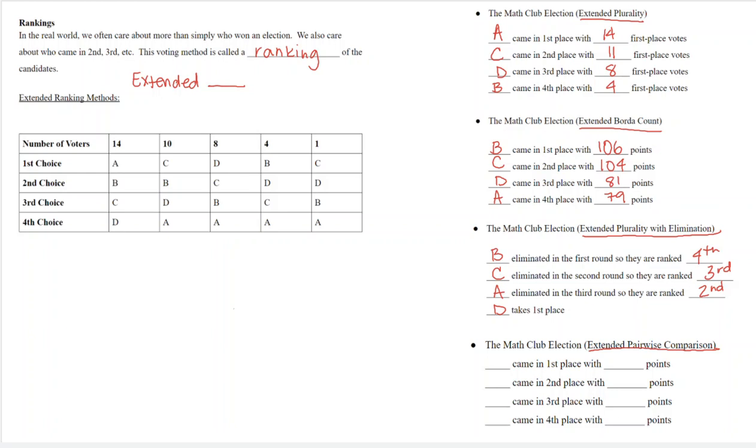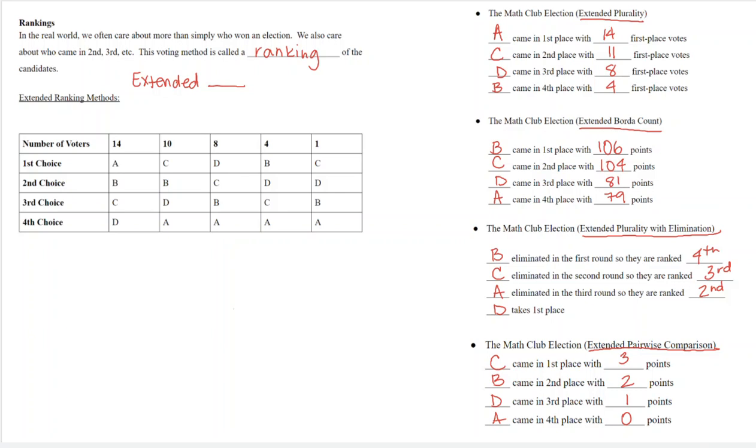And then lastly, extended pairwise comparison. We just rank the candidates by the number of points that they received. So Carmen won all 3 of her head-to-head matchups, so she's in first place. Boris won 2 of his head-to-head matchups. Dave won 1 of his head-to-head matchups, and Alicia won 0 of them.